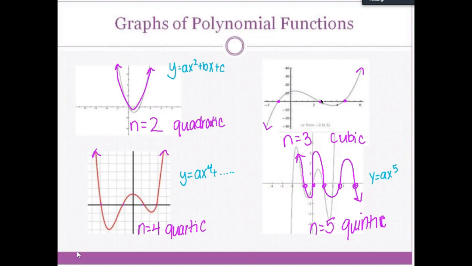The number of zeros also tells us the degree. So a quadratic could hit at most 2 times, making it degree 2. A cubic can hit at most 3 times. A quartic can hit at most 4 times. And a quintic can hit at most 5 times.